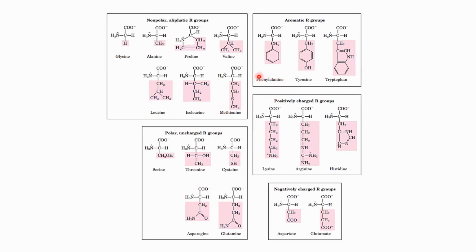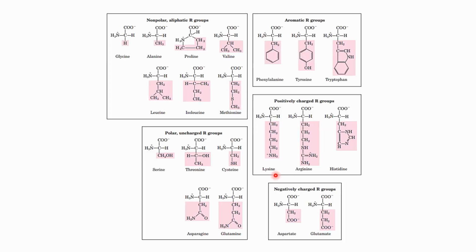For example, we can see that the presence of just simply the hydrogen imparts the property of being non-polar, while on the other hand, if I look at phenylalanine, we can see that there is a presence of an aromatic ring. This aromatic ring basically imparts the aromaticity to the amino acid, and phenylalanine comes under the category of aromatic amino acids. Similarly, histidine, arginine, and lysine have positively charged R groups or positively charged side chains.